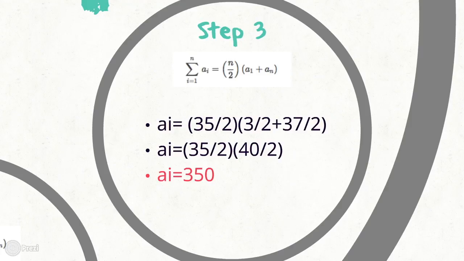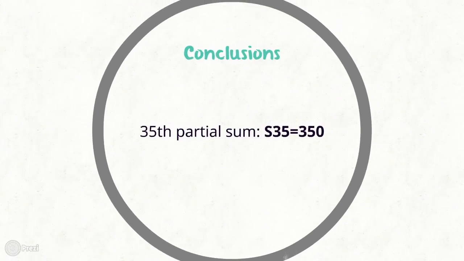So now that we have a1 and an, we can insert them into the general formula, so we can get the sum, which is the result of the whole problem. So n, as always, is 35 in this case because it's the last number of the series. We simplify a1 plus an, we multiply, and in the end the sum is 350. So as a conclusion, the 35th partial sum in this problem is equal to 350.